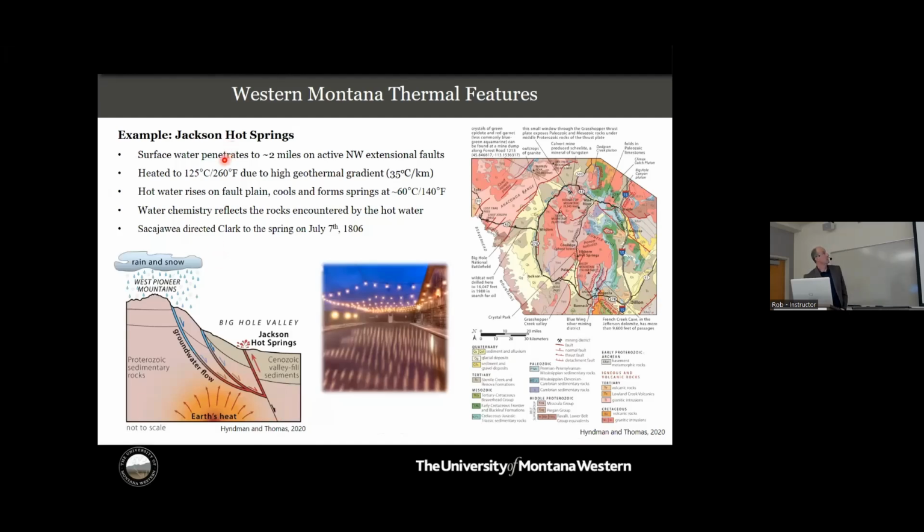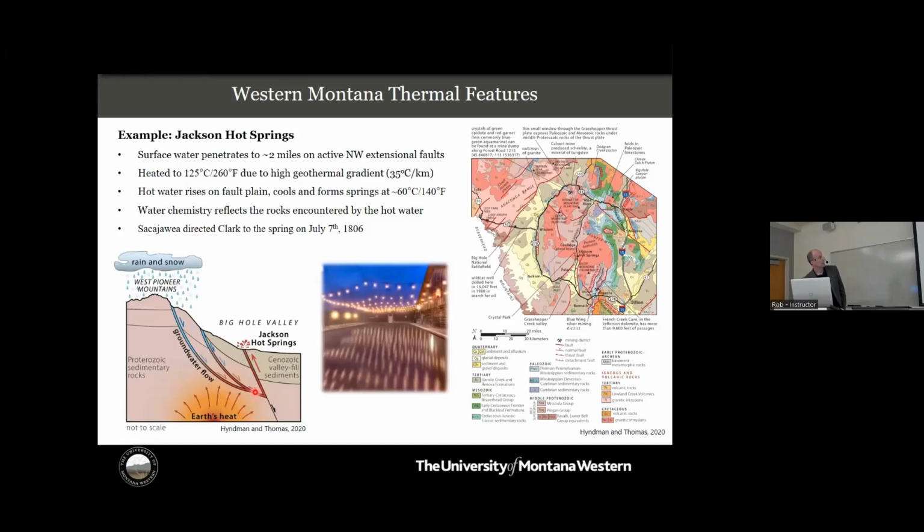So the surface water we think penetrates to about 2 miles on an active extensional fault. It's hard to see on this map. Jackson is right here, but there's an extensional fault right here, and that's where the water emerges, out that fault. The water gets in up here in the West Pioneers as snow melt and rainwater. It percolates down a bunch of other faults, hits the fault, and is heated as it goes to depth to a temperature of about 260 degrees Fahrenheit.